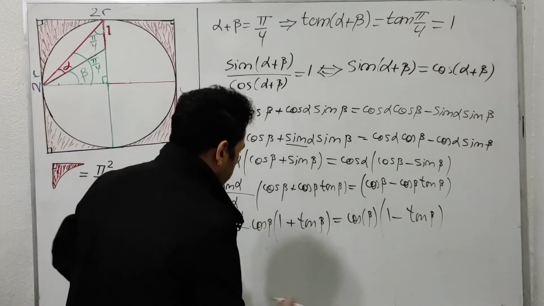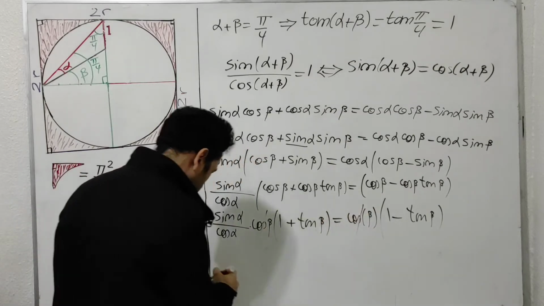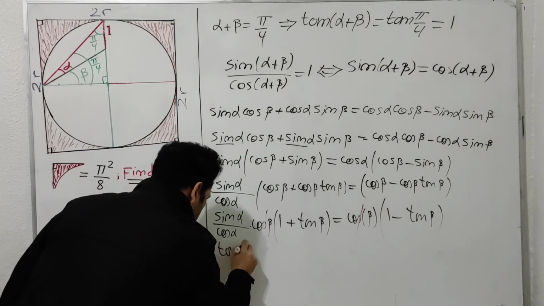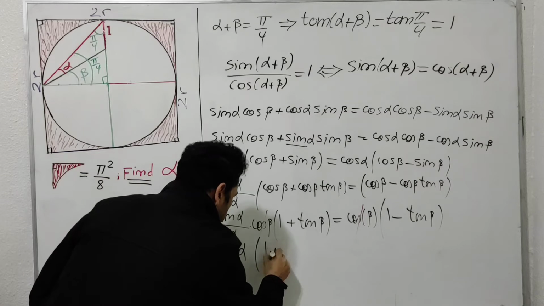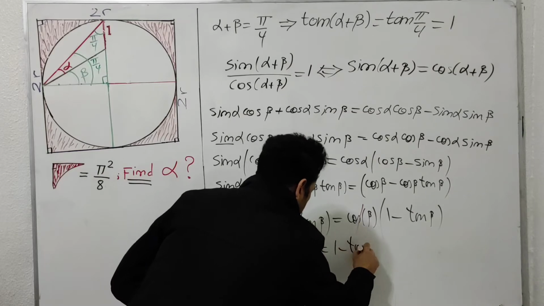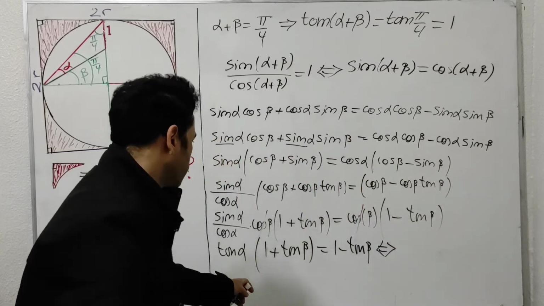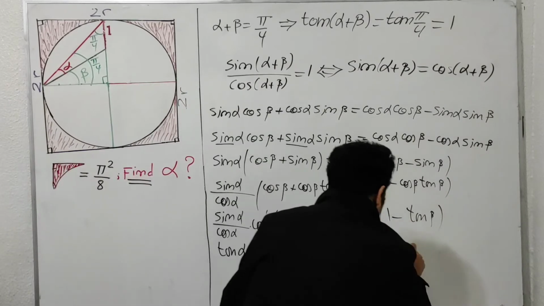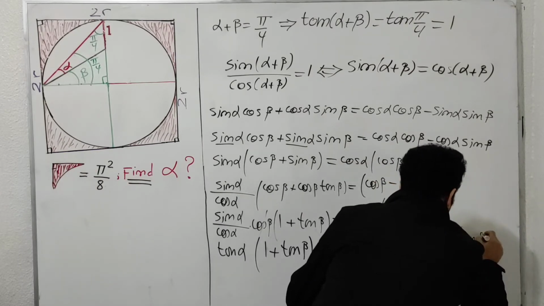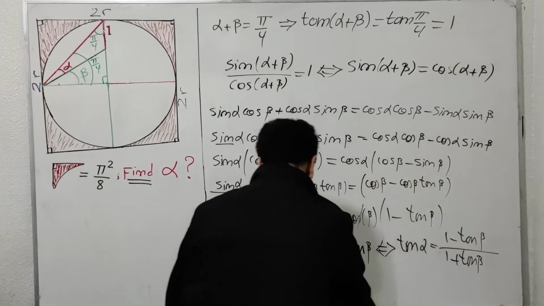If you take a look at both sides of this expression, I'm going to cancel out cosine beta from both sides. Sine alpha divided by cosine alpha equals tangent alpha, multiplied by 1 plus tangent beta, equals 1 minus tangent beta. This is equivalent to, if I divide both sides by 1 plus tangent beta, tangent alpha equals 1 minus tangent beta divided by 1 plus tangent beta.